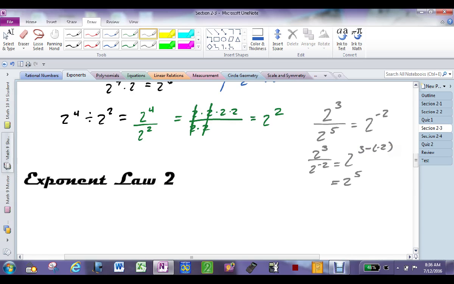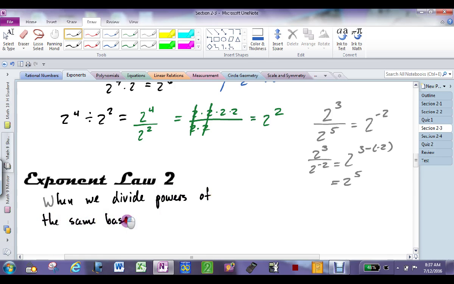So is everyone cool with the second exponent law? All right. Aren't we on the second law now? Yes. And I'm going to highlight: when we divide same base, we subtract the exponents.